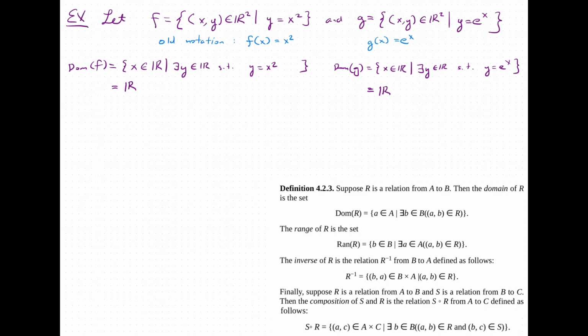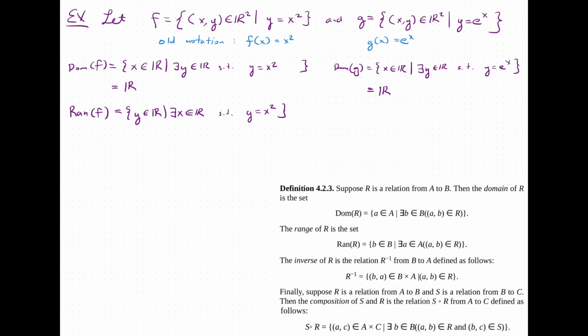Now, what about the range? The range of f. By definition, this is those y in the reals such that there exists an x in the real numbers with y is equal to x squared. But now we are in trouble in terms of what can be the range. It's not going to be all the real numbers. And what I meant by trouble is that it won't just be as simple as just saying all the reals.